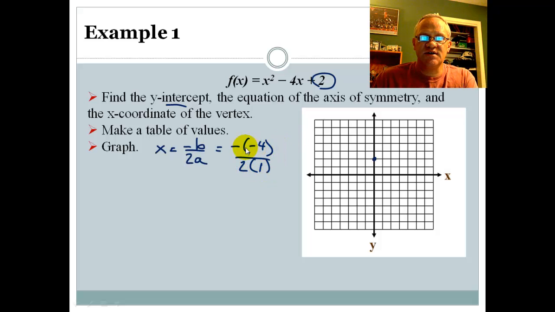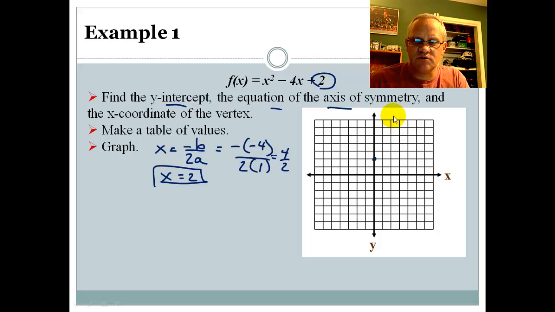So we plug that in. What's the opposite of negative 4? It's a positive 4, right? So this really is just 4 over 2, which means that x equals 2. So the equation for the axis of symmetry is x equals 2.